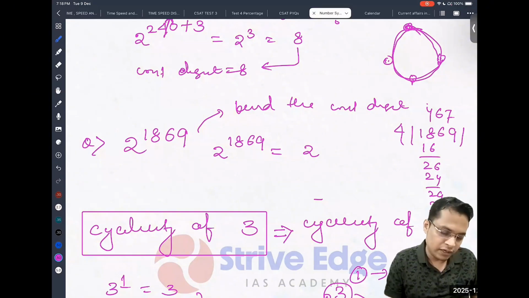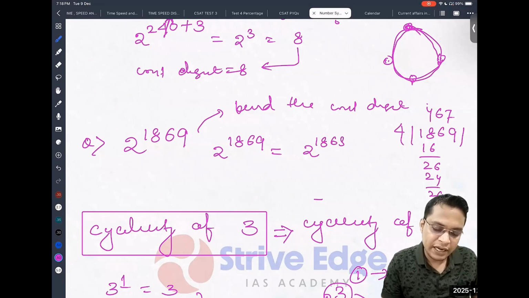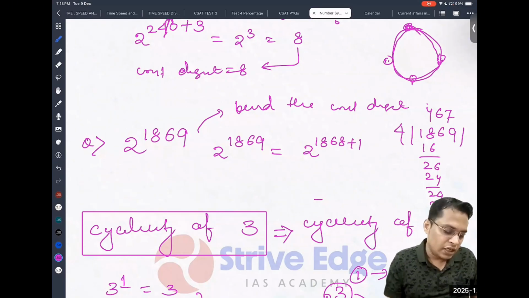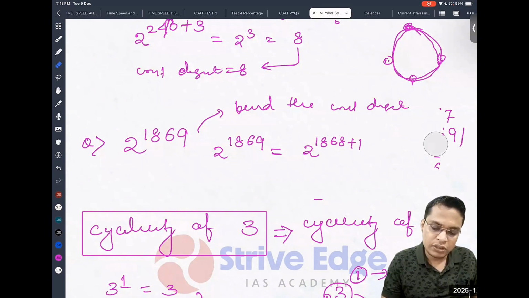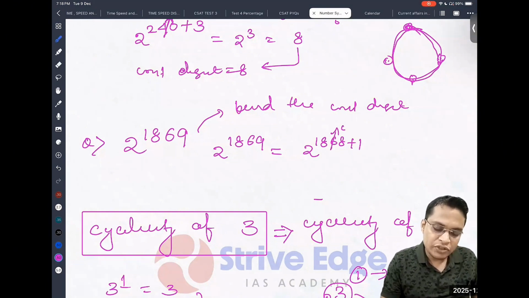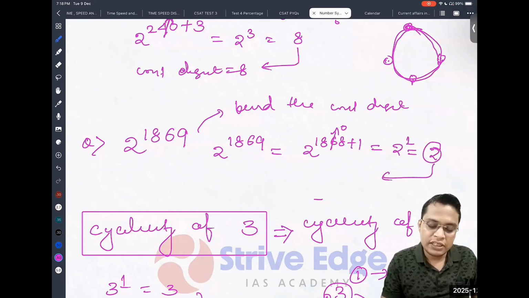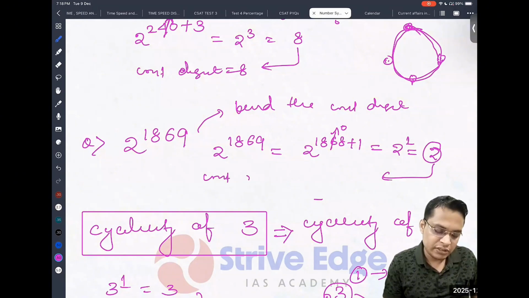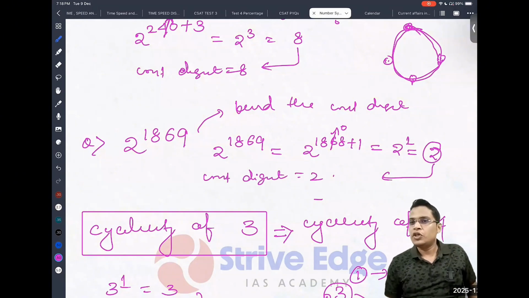The remainder is 1, so I can write the exponent as 868 plus 1. I can represent this number this way. This is a multiple of 4, so I need to eliminate that. Now it is 2 to the power 1, and we know this value is 2. So what is the unit digit? The unit digit is 2.